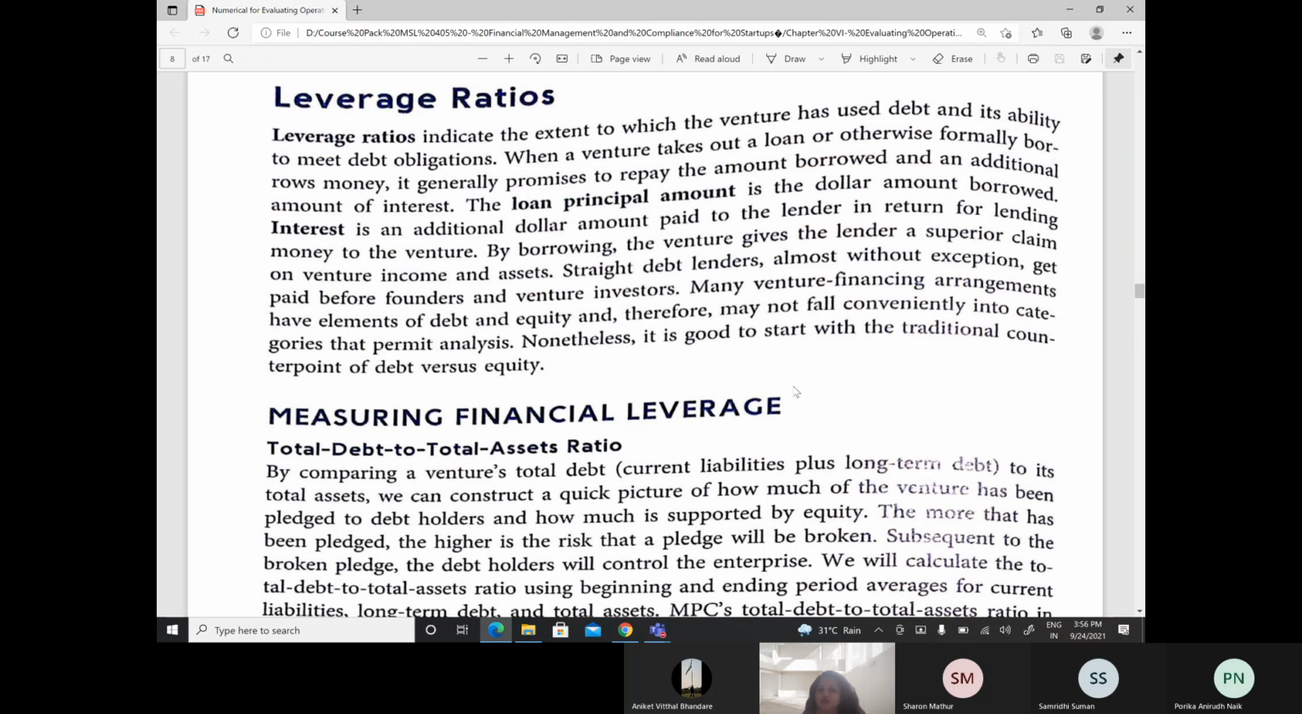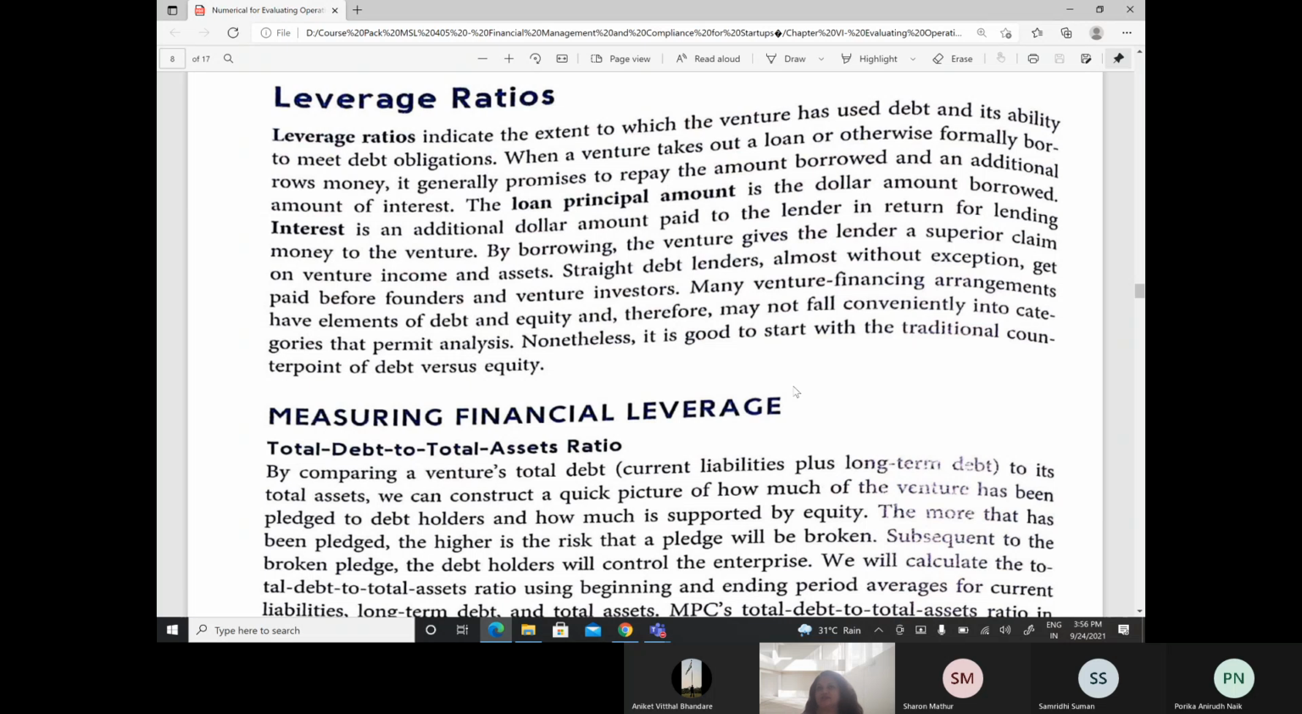Straight debt lenders, almost without exception, get paid before founders and venture investors. Many venture financing arrangements have elements of debt and equity and therefore may not fall conveniently into categories that permit analysis. Nonetheless, it is good to start with the traditional counterpoint of debt versus equity.